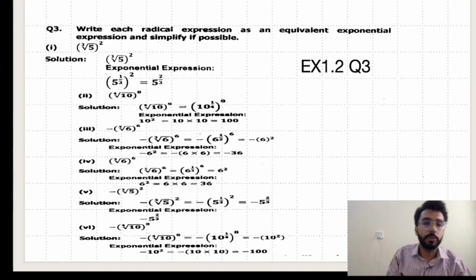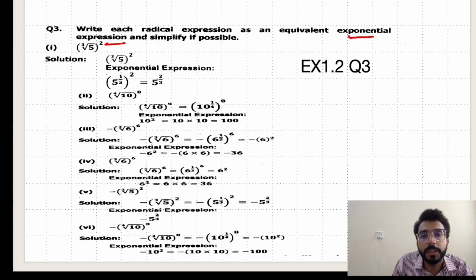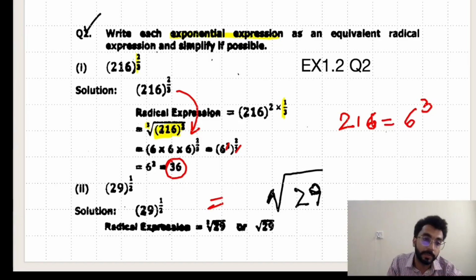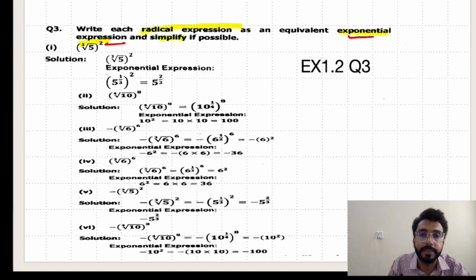Now students, move to the last question of today's lecture. The question is that a radical expression is given, and we have to change it into an exponential expression and then simplify it. In part number 3, radical expressions are given. We have to change them into exponential form and then simplify. While in question number 2, exponential form is given. We have to change it into radical form and then simplify. But in question number 3, radical form is given. We have to change it into exponential form and then simplify.